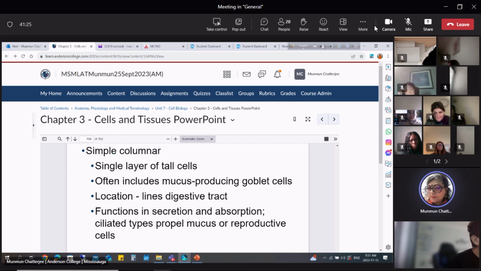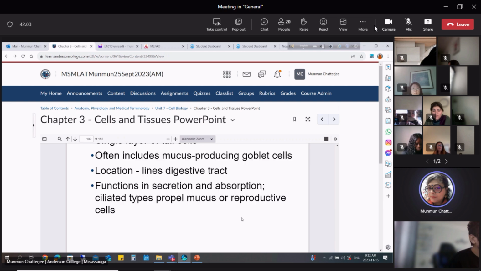Now the columnar cells, which look like a column, is a single layer of these tall cells. These include mucus producing goblet cells, mainly in the lining of the digestive tract where they need to produce mucus. And obviously the major functions for many of them, except the squamous one, the cuboidal or the columnar, they help in the secretion and absorption. And also it can be found in the digestive system and the reproductive system.